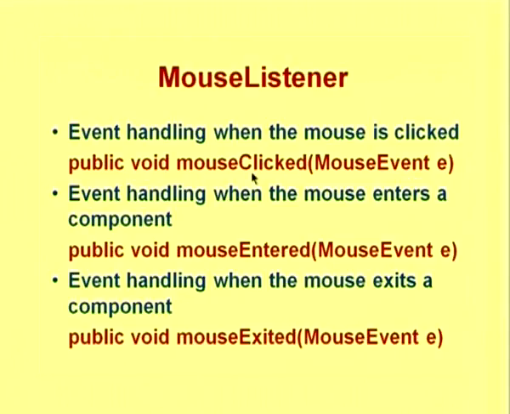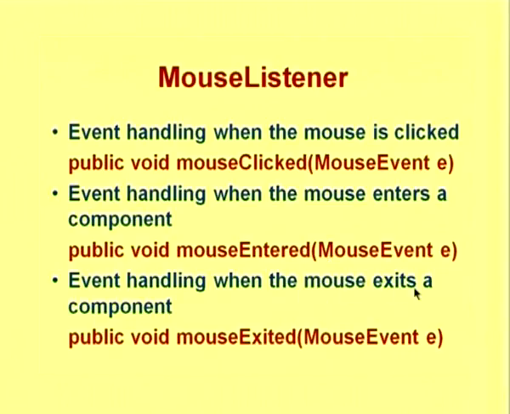Whenever a mouse is clicked, this particular event handling mechanism will be executed in the class that has implemented the mouse listener. So, I have to implement all the methods. One of the methods is mouseClicked, which will be executed when I click the mouse. Next is event handling when the mouse enters a component. Whenever I move my mouse into a particular component, this method will be used in order to handle that event.